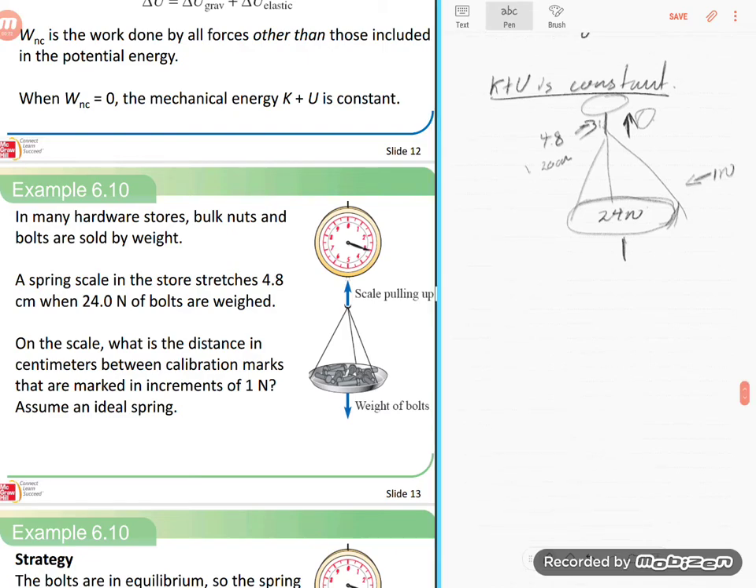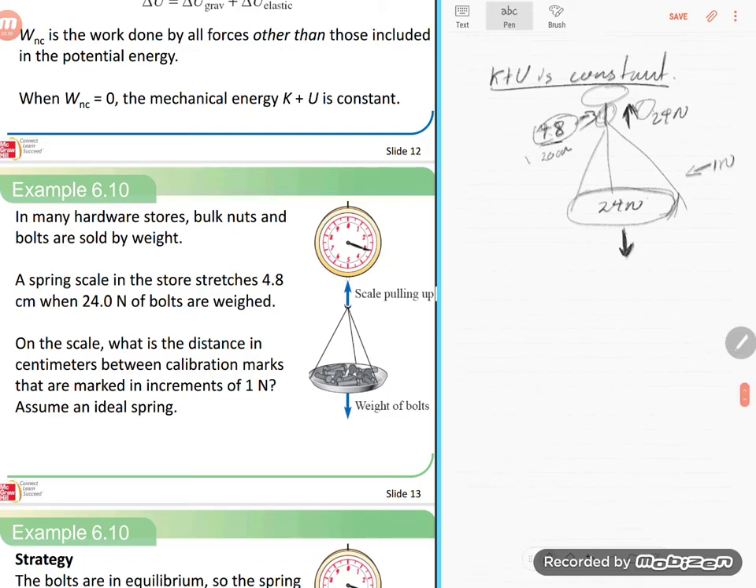So he's asking us for how much the spring will increase, in centimeters or meters, from 4.8 if you add 1 Newton. Okay, so we have 24. This is like direct variation but just a little bit advanced. We have 24 pulling down by gravity, and because it is in equilibrium, that means the scale is pulling up by 24 Newton.